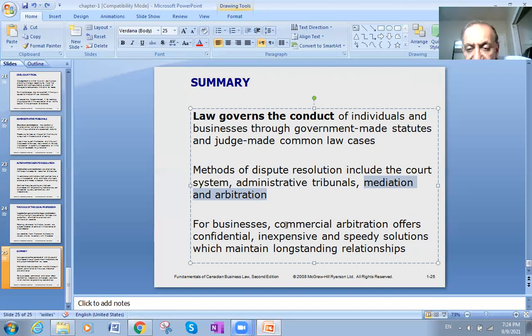For business, commercial arbitration offers confidential, inexpensive, and speedy solutions. Arbitration is very nice because it gives a very quick solution to problems, and you won't stay in courts for years to solve your problem. It will be done within one or two sessions, which maintains long-standing relationships and makes a good relationship between business partners and business entities. So this shows how important mediation is, and how this system of arbitration and mediation maintains good relationships, better than the courts.